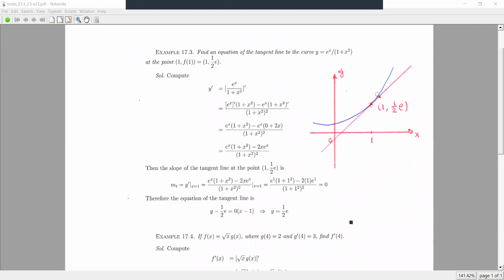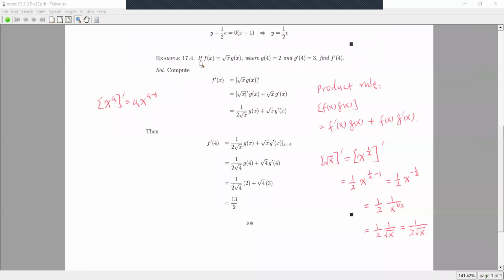Now we have the slope of the tangent line and one point on the tangent line. By the point-slope formula, the equation of the tangent line is y minus y1, where y1 is the y coordinate of this point, equals the slope, which is 0, times parentheses x minus x1. x1 is 1. Simplify this equation, then this is the answer to this example.